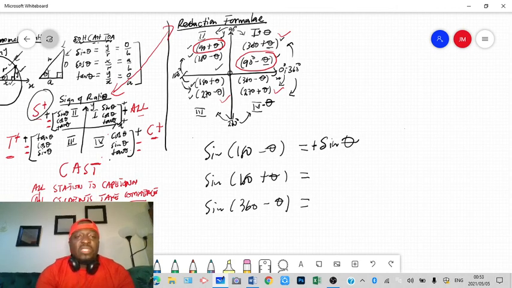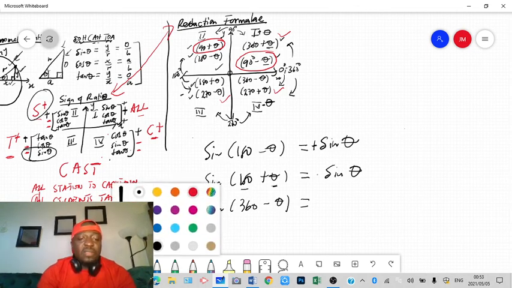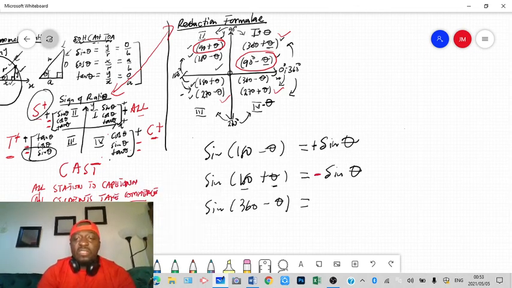But if you go to the third quadrant, where we have 180 plus theta, your sin will still go to sin theta. And remember, sin in that quadrant is what? It is negative. So this is going to be negative sin theta.